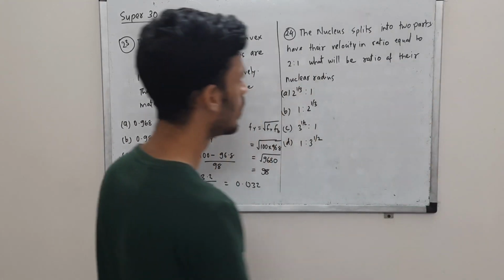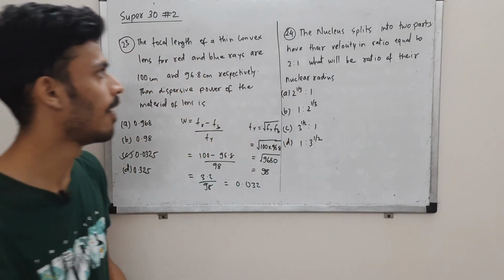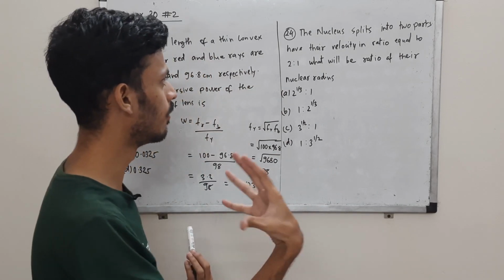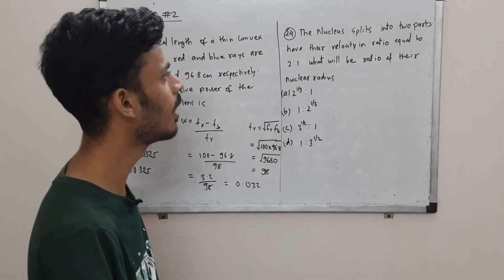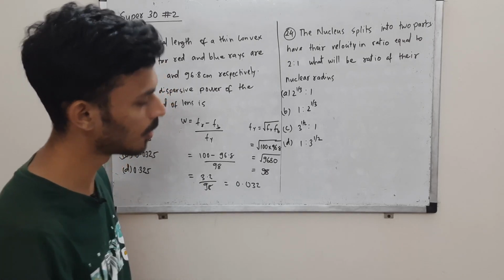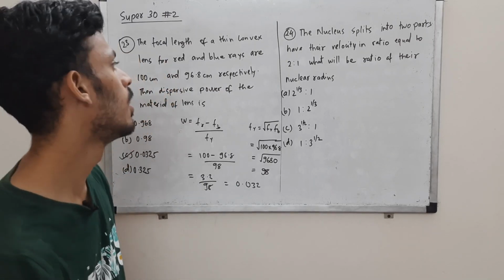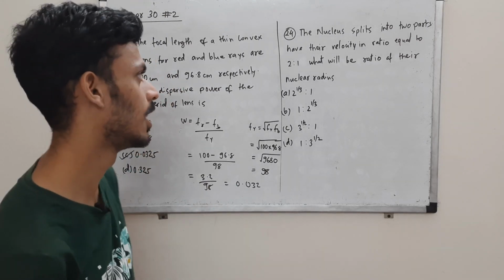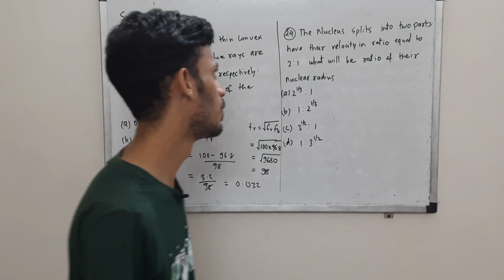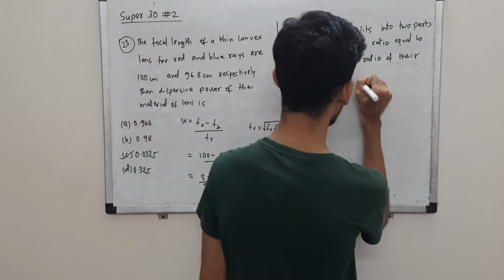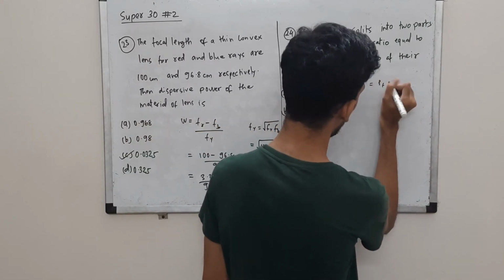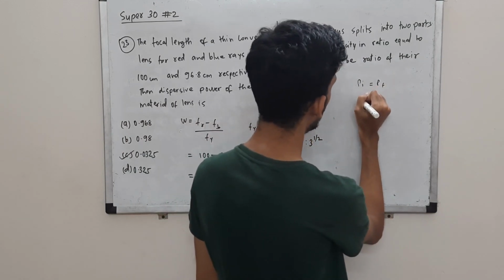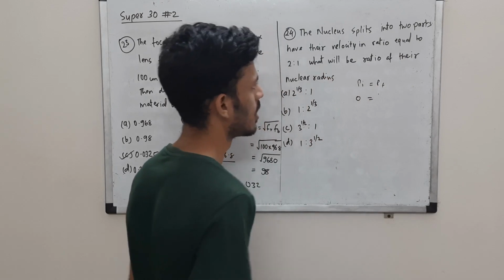Let's come to this one. Here a nucleus splits into two parts having their velocities in the ratio v1 to v2 as 2 is to 1. What will be the ratio of their nuclear radii? You are supposed to tell r1 by r2. Since the nucleus splits, we can say initial momentum is equal to final momentum. It's an internal process, so initial momentum is 0. It is initially at rest.